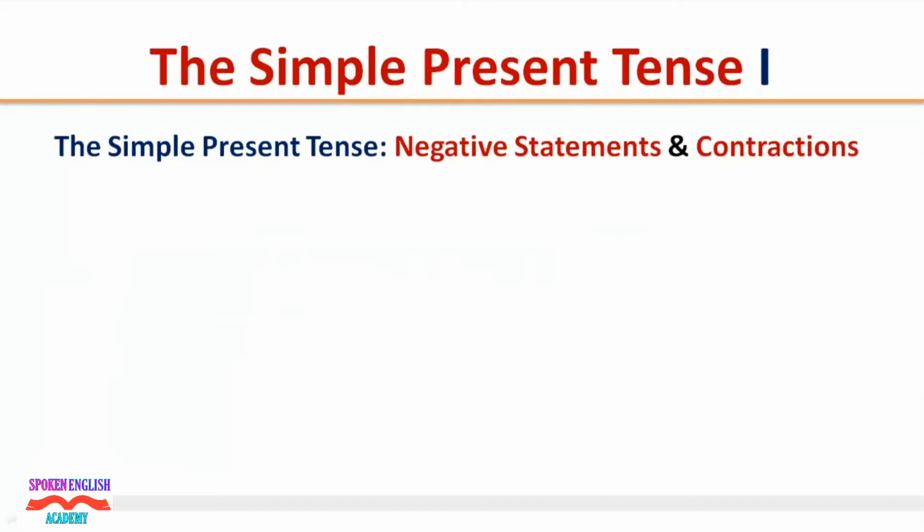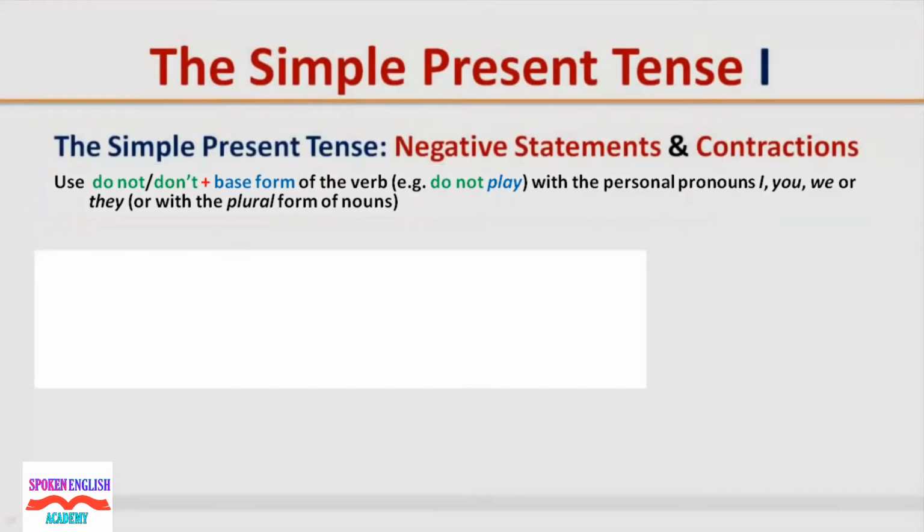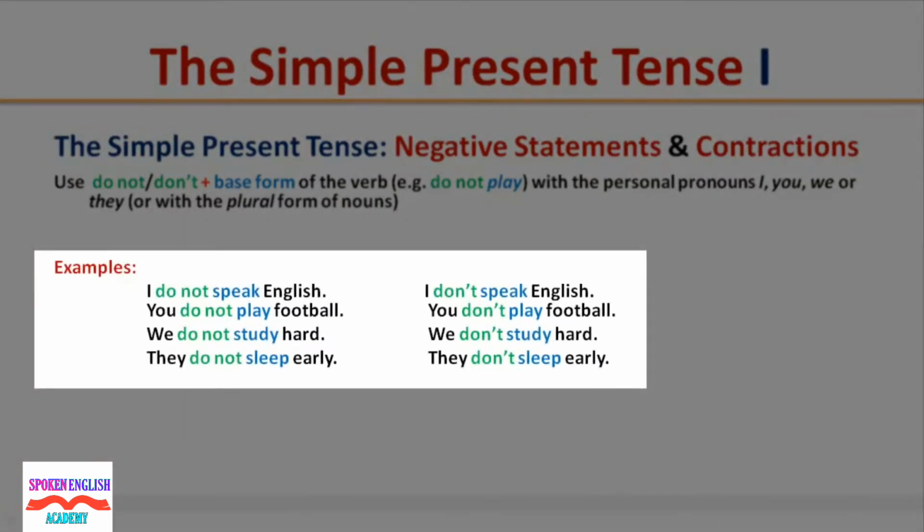The simple present tense, negative statements and contractions. Use do not plus base form of the verb, or don't plus base form of the verb, for example, do not play, with the personal pronouns I, you, we, or they, or with the plural form of nouns. Examples: I do not speak English. I don't speak English. You do not play football. You don't play football. We do not study hard. We don't study hard. They do not sleep early. They don't sleep early.